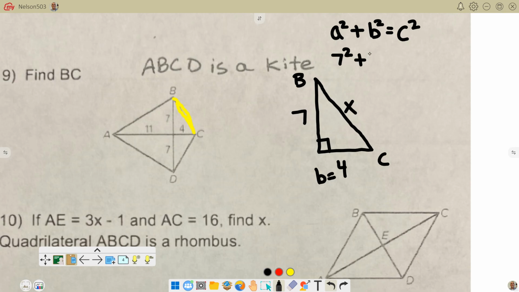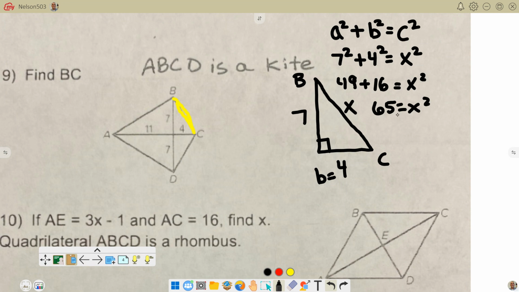We got 7 squared plus 4 squared equals x squared, and then I get x squared is equal to 16 and 49, and then I add 16 and 49, I get 65, right? And then I take the square root of that, and I like that answer. I would just leave it as the square root of 65. Don't do anything else to it.